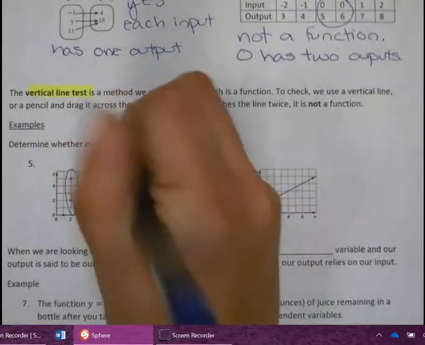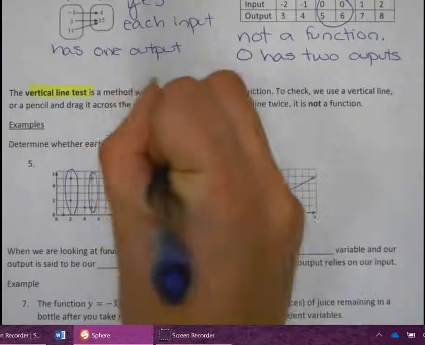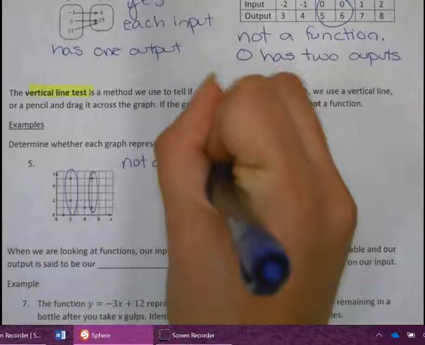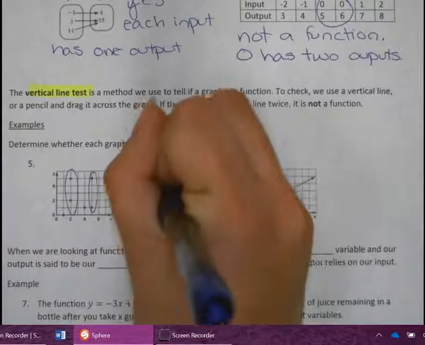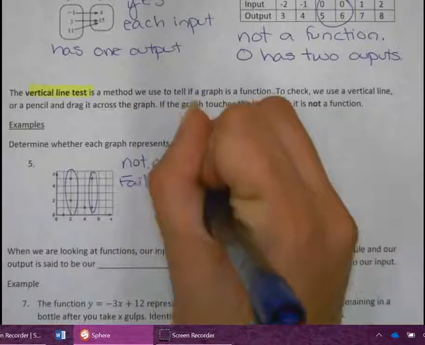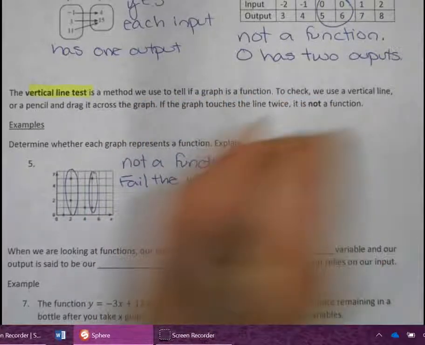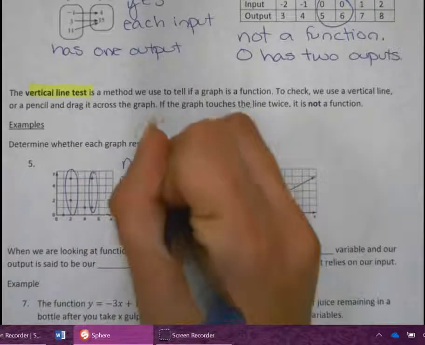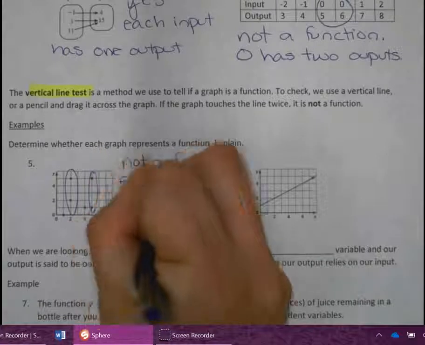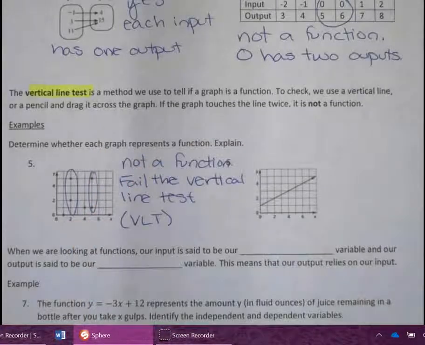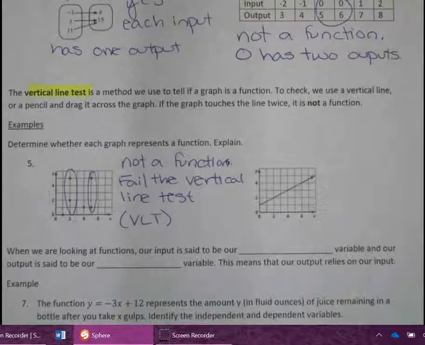This happens now. It's going to fail the vertical line test. And in the future, it might be abbreviated as VLT, like on a test or something. So just know VLT means vertical line test.